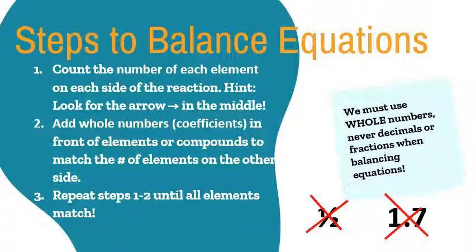You might have to do this more than once, as once you change one element, this will cause a chain reaction, and you might need to then recount the elements on both sides, and then add more whole numbers in front. That's changing the coefficients. We have to use whole numbers as we're balancing chemical equations, never decimals or fractions.